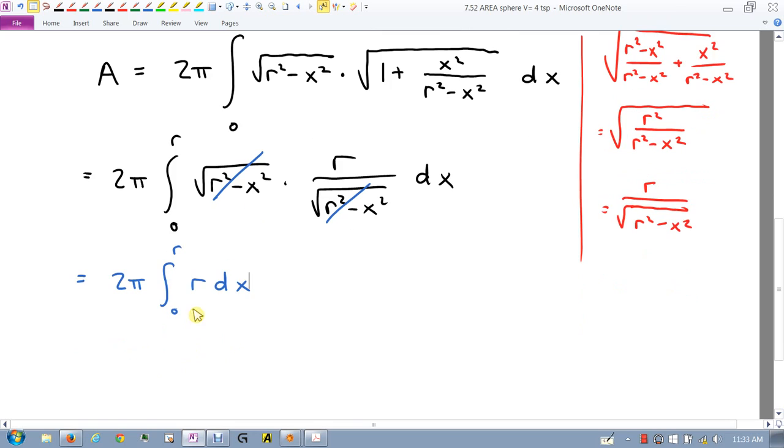What is the antiderivative of r with respect to x? Rx. So this is 2 pi Rx, and we're evaluating at 0 and R. So plug in R for x, and what do you get? 2 pi R squared. Plug in 0, you get nothing. So this is the answer. But that was half of it. Double that answer, 4 pi R squared. Understand?